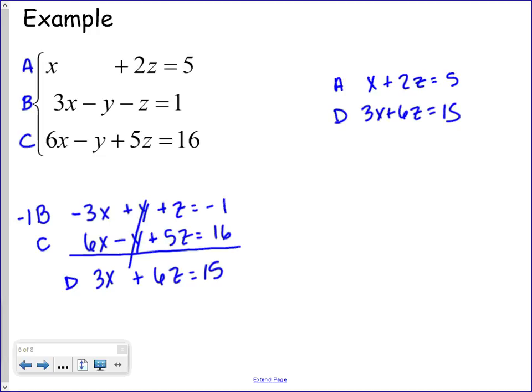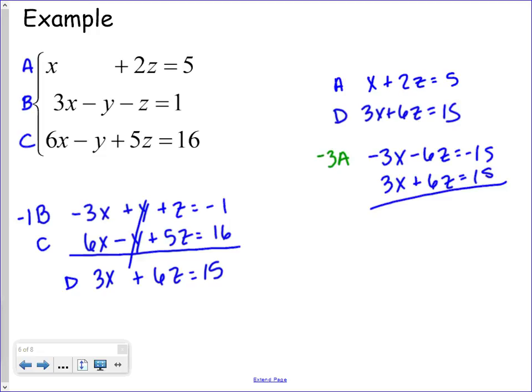Ethan, what would you do to eliminate a variable? Multiply one of them by negative 3. Yeah, probably negative 3 on equation a will work best. So then we get something like negative 3x minus 6z equals negative 15. And some of us are at this point where when we stack and add those, we find out everything cancels. You get 0 on the left and 0 on the right.